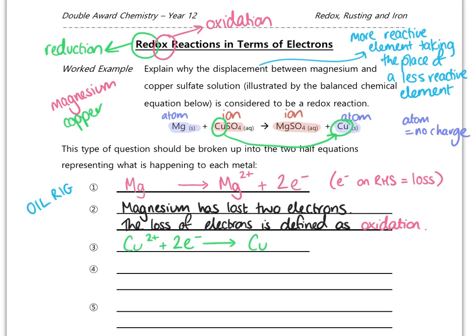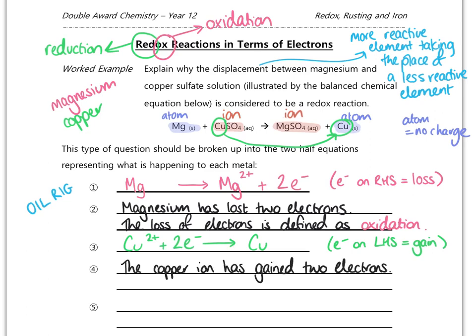The next thing I need to do is just put this half equation into words, so explain what is happening, but in words this time. So what is happening in terms of electrons? Well, in this case, the copper ion is gaining electrons. And if you can't see that easily from the half equation, remember to learn the rule: electrons on the left hand side means that the gain of electrons is happening. So your first sentence is going to be the copper ion has gained 2 electrons. And what is the gain of electrons? Well, remember from our oil rig that the gain of electrons is defined as reduction.